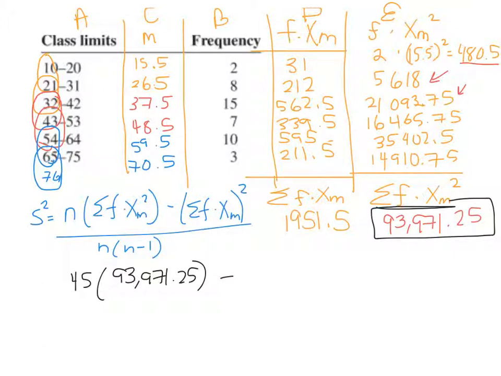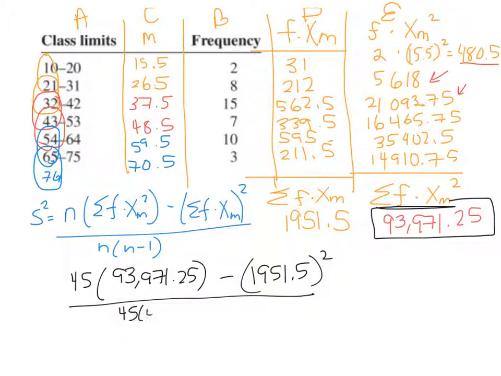And then we're going to subtract from it 1951.5 whole thing squared. We get a really large number that we're going to divide by 45 times 44. Make sure you use parentheses around that or it won't work. And you're going to get a variance of 212.3.